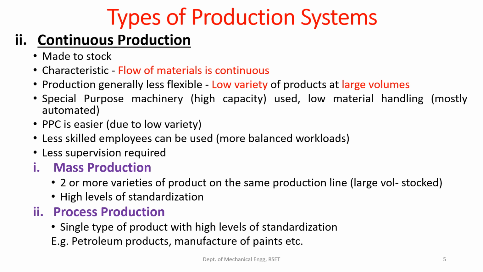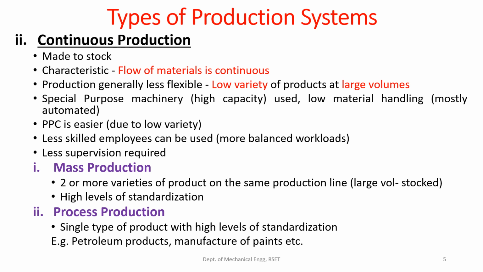For example, let us take the case of a car. Different variants of the same car being manufactured on the same production line. That constitutes a mass production line. Even different products, different cars manufactured in the same production line, is an example for a mass production system. So the variety of products is limited, but they are produced on a continuous basis and they are stocked in large volumes.